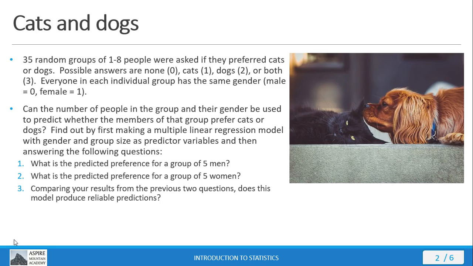Here's what we're asked. Can the number of people in the group and their gender be used to predict whether the members of that group prefer cats or dogs? So we're going to answer these questions here by making and comparing different multiple linear regression models. So the first question is, what is the predicted preference for a group of 5 men? What is the predicted preference for a group of 5 women? And then we compare the results from those two questions and answer this question, does the model produce reliable predictions? So here we go. Let's tackle these one at a time.